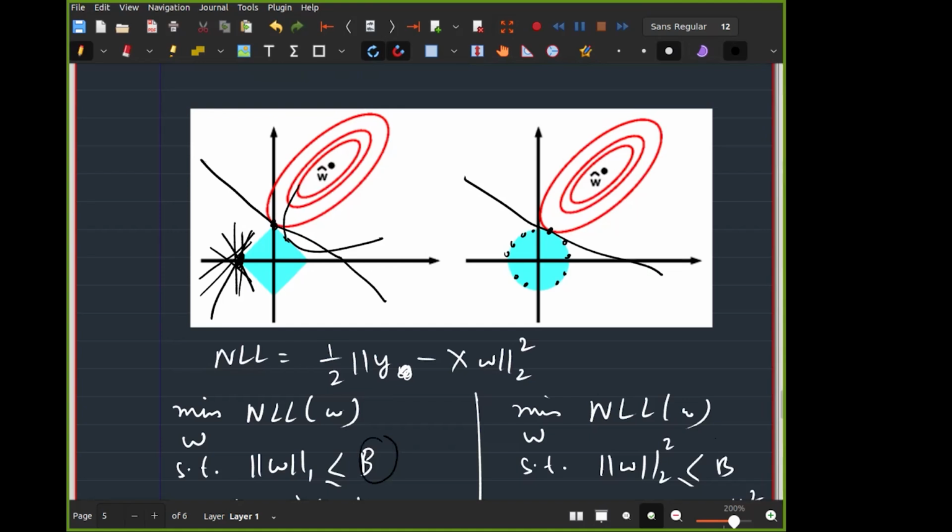So that b adjusts the size of this diamond shape, right? If b is larger, then the L1 ball will be larger. Anyway, that's how we are connecting everything here intuitively. So at least you should know what the shape of the problem is and how the gradients are related to the shape of the problem. So that's the main idea.